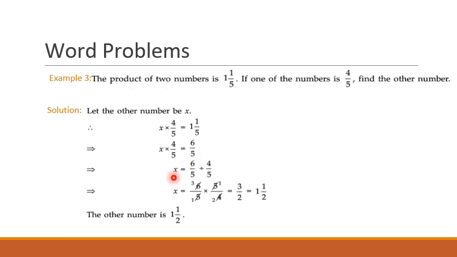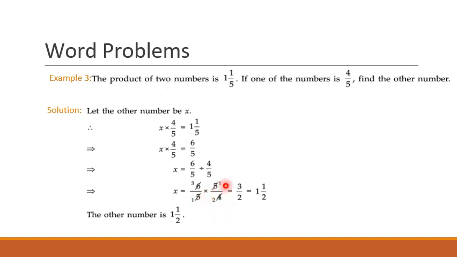Now to find x, we have to divide this product by the first number. So divide 6/5 by 4/5. So x is equal to 6/5 divided by 4/5. Now we have just seen that to find the division, we multiply by the reciprocal of the second number. So the reciprocal of 4/5 is 5/4. So multiply 6/5 by the reciprocal 5/4.